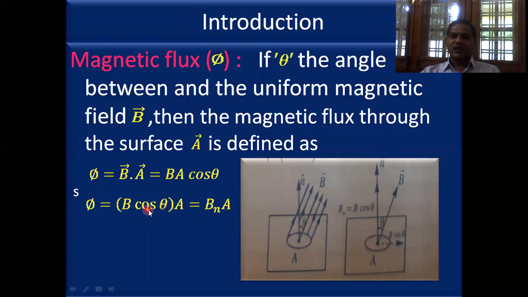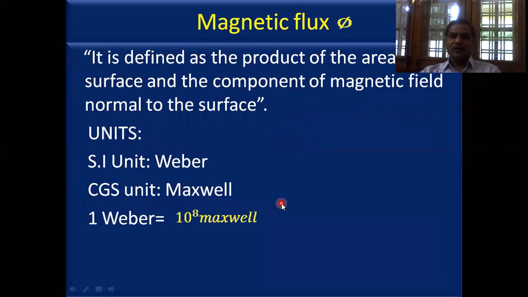Okay, so the product of the normal component of the magnetic field and area gives the magnetic flux through the given surface area. So it is defined as the product of the area of the surface and the component of magnetic field normal to that surface. This is the magnetic flux.